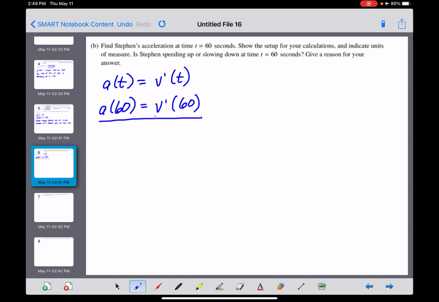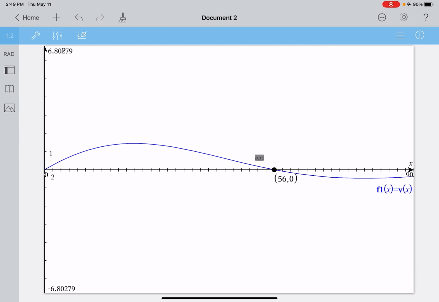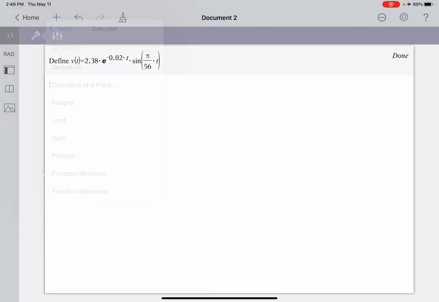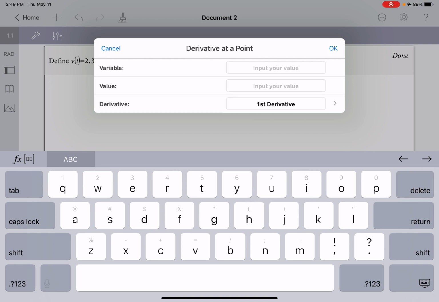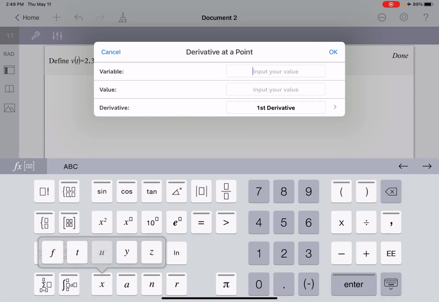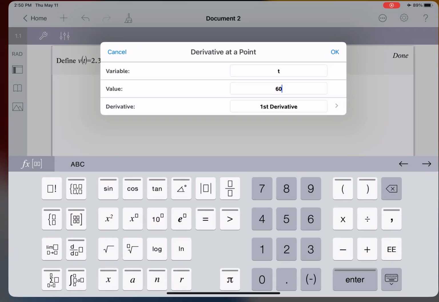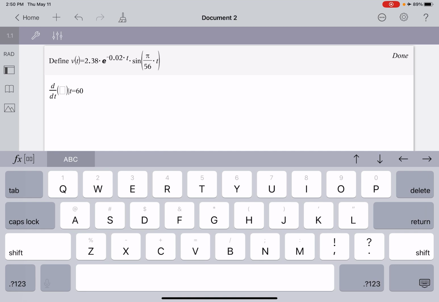You don't know anything about the acceleration function, so you've got to represent it in terms of velocity. So, just like we did in problem number 1 a moment ago, I'm going to go back to my calculator page, and we're going to go to our calculus menu and do derivative at a point. So our variable here, yet again, is t. We're evaluating this at, I believe it was 60. Let me double check that. Yeah, v prime of 60 is what we're looking for. We want the first derivative of our velocity function.